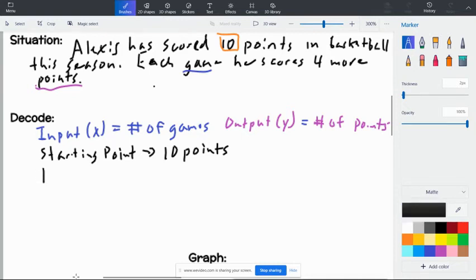Next thing you're going to do is figure out how many points, or what it's changing by each game. Okay, what are the points changing by each game? This is going to be a positive, scoring more points, right? 4 more. So +4 per game.